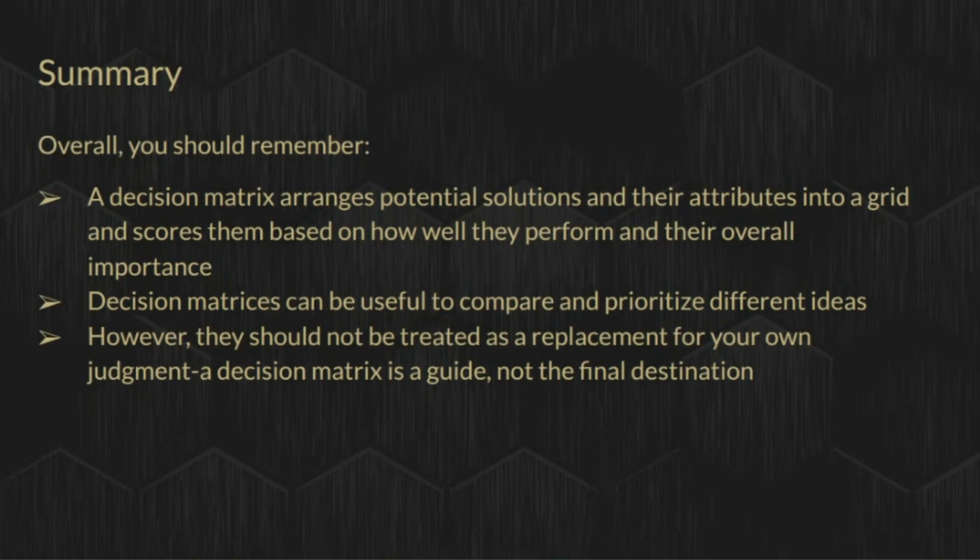So overall, the most important things that you should remember about decision matrices are how they work. They arrange potential solutions and attributes into a grid, and then score them based on how well they perform according to these attributes, as well as how important each attribute is overall. You should also remember what decision matrices are useful for. They are mostly used to compare different ideas and to prioritize different attributes of your designs.